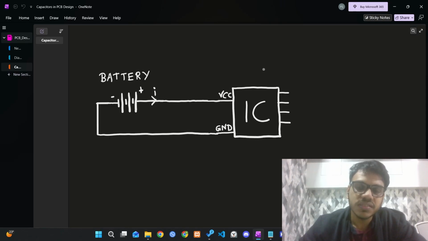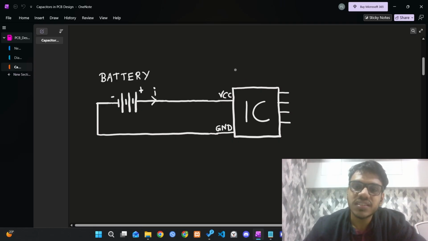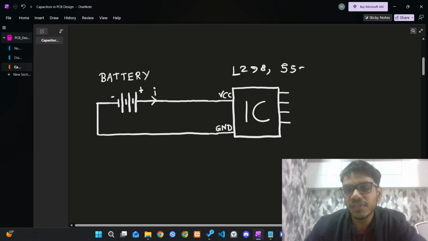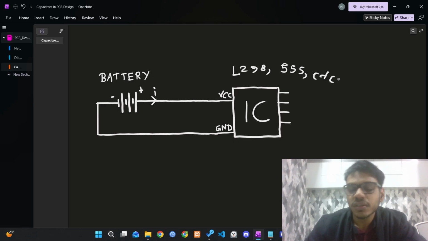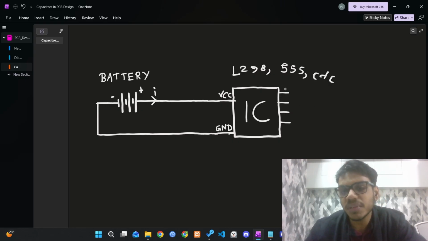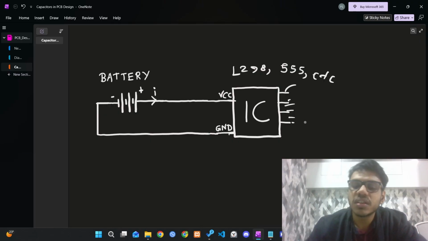Let's just consider this very simple circuit. So you have some IC. It can be any IC. Let's say L298 or the IC 555 or anything. It will have some power pins, right? It will have one VCC pin and one ground pin. And you are supplying this power pin through some battery. These are some pins that might have their own purpose. So currently we are just focusing on these power pins. So let's just see why capacitors came into the picture.